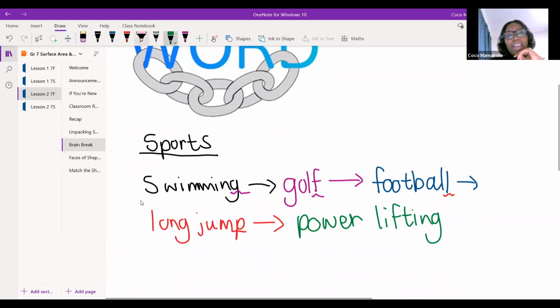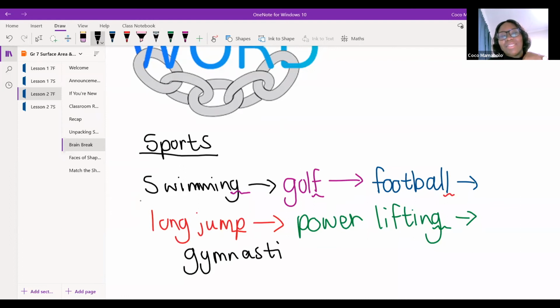The letter now, Tyler, is G. So I need Tingo. Do you want to tell me another sport that starts with a G? Oh, nice one, Bukang. I like that one. Tingo, do you want to unmute? Gymnastics. Oh, gymnastics. Nice one. Gymnastics. Well done. I like that one.